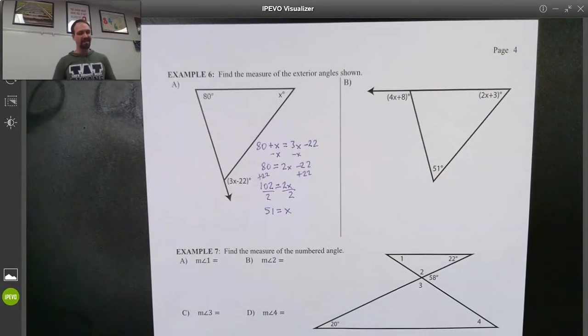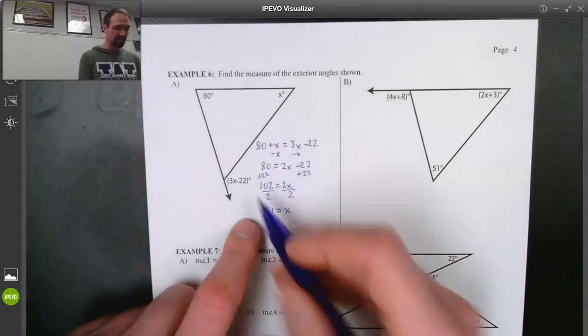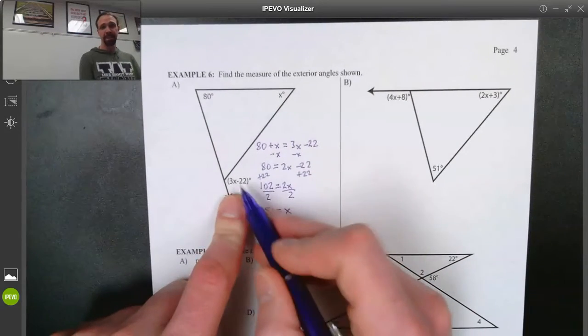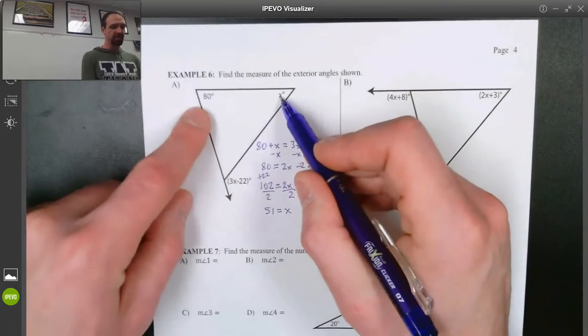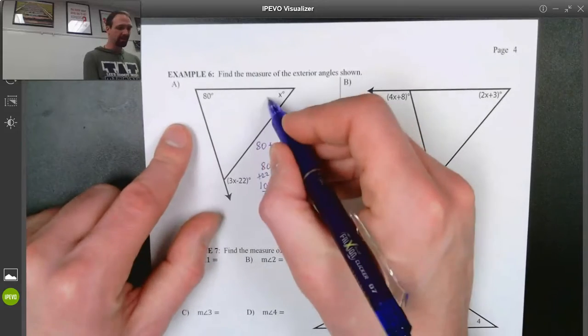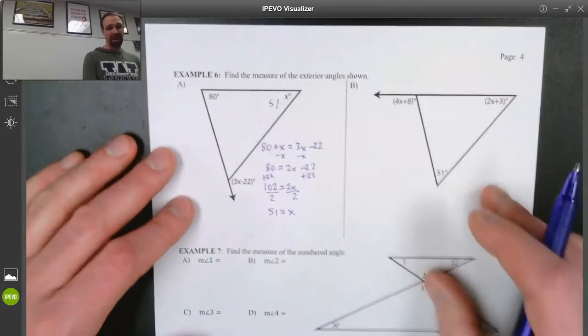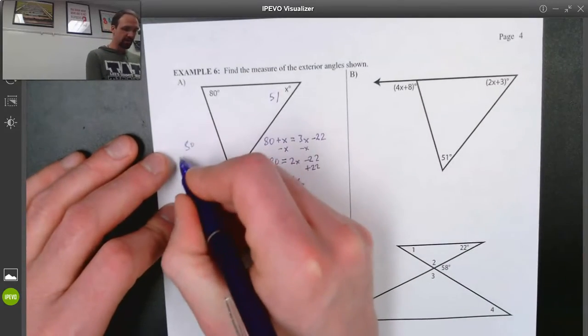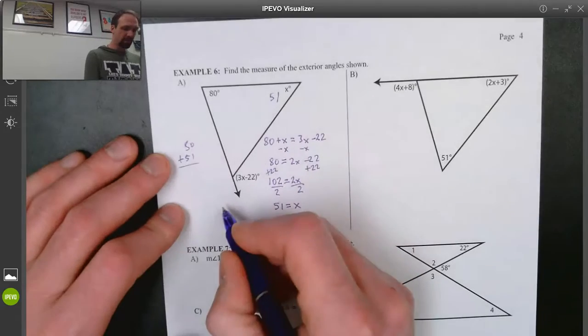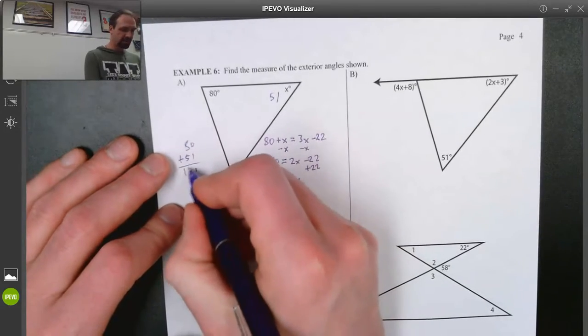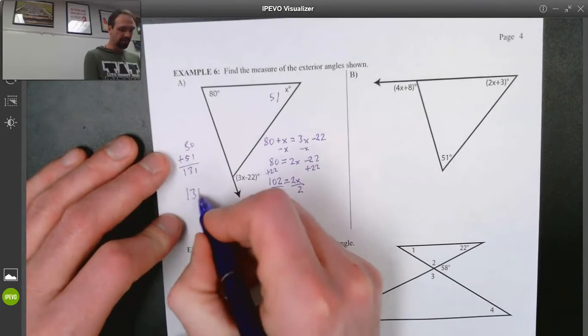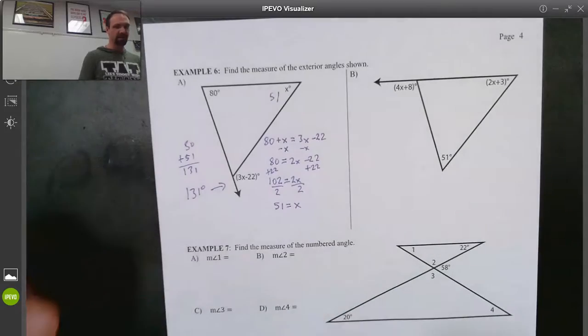Now, that does not tell me specifically what the value is for the exterior angle. Again, that just gives me what x is. So to do that, I need to either substitute it back into this one and then simplify, or just substitute it back into this one and then add these two together. I'm going to do that. So 80 plus 51 is 131 degrees, is the exterior angle.